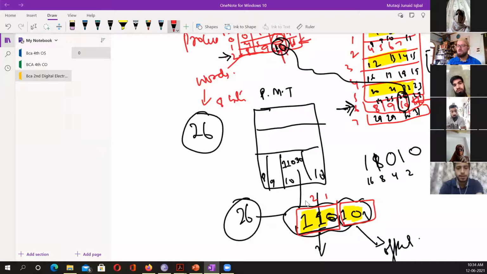Shabash, this is 1, 2, and 4. So 1 has 0, 4 and 2 are there. 4 and 2 means 6. So 110 means 6. That means frame 6 here.